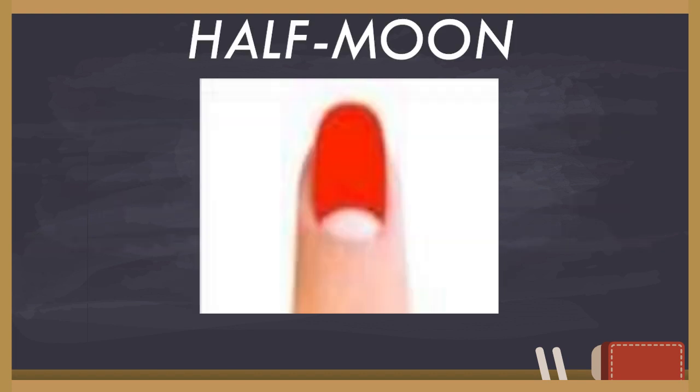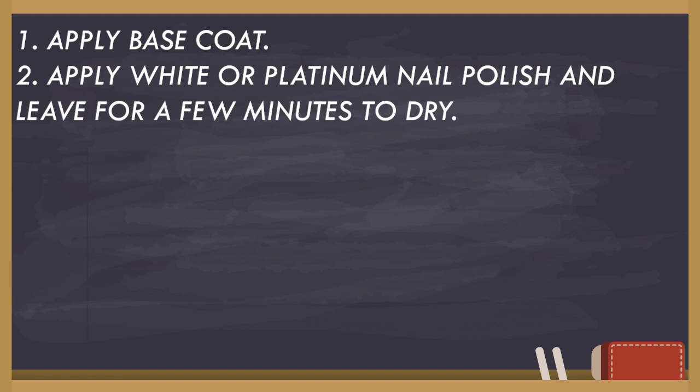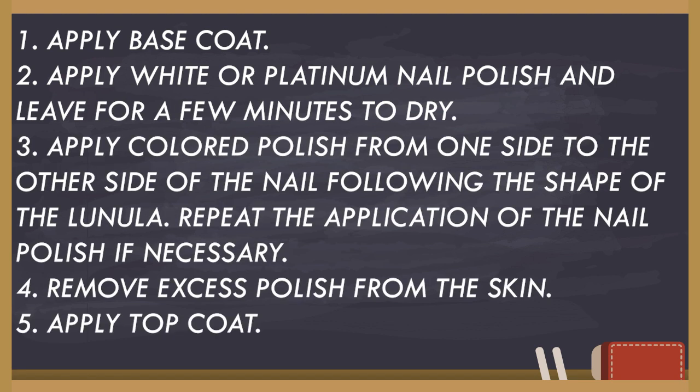Next, we got Half Moon. Half Moon is a style that involves applying nail polish over the whole nail plate except the area of the lunula. These are the steps in doing the Half Moon. First, you need to apply the base coat as usual. Next, you apply white or platinum nail polish and leave for a few minutes to dry.